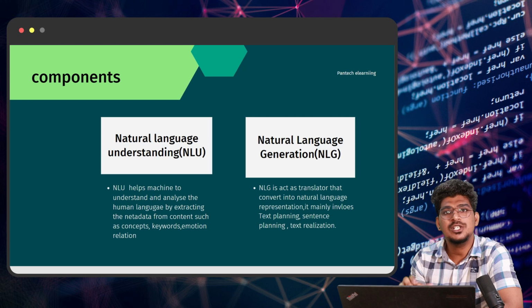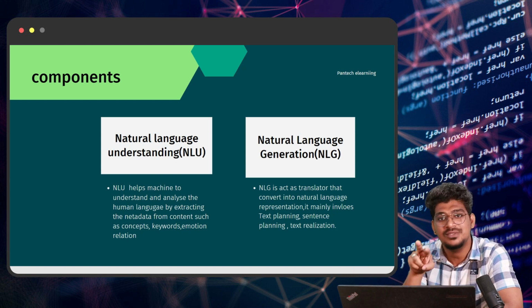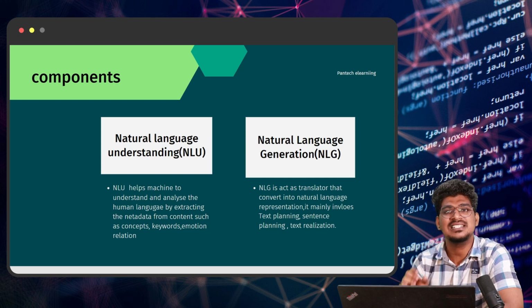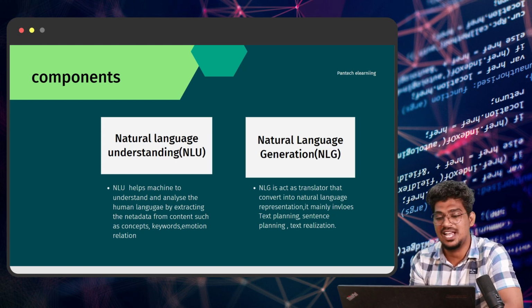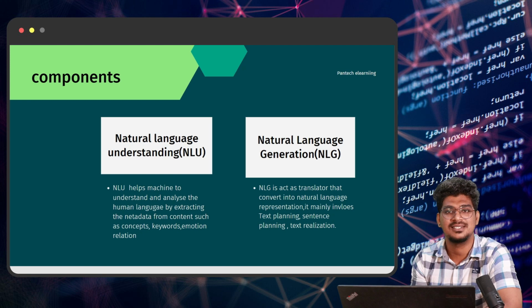Once you enter one particular word, it automatically makes the content, makes the sentence. So that is the best example for NLG. Once you enter one particular keyword, that website can make a sentence for it. For example, with artificial intelligence masterclass, it will automatically make a title. How is that possible? It is nothing but converting into natural language representation.